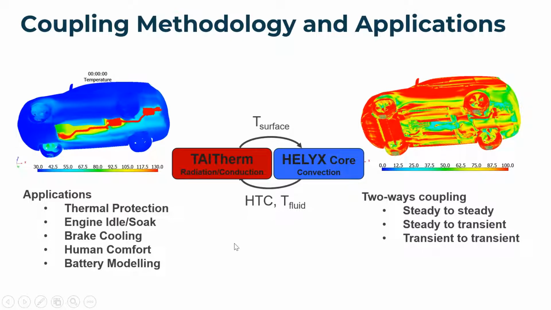So the applications that can be used are, for example, engine thermal protection, followed by idle soak, brake cooling, human comfort, battery modeling, and many more. Of the different ways of coupling, we can couple steady state to steady state, steady state to transient, and transient to transient.